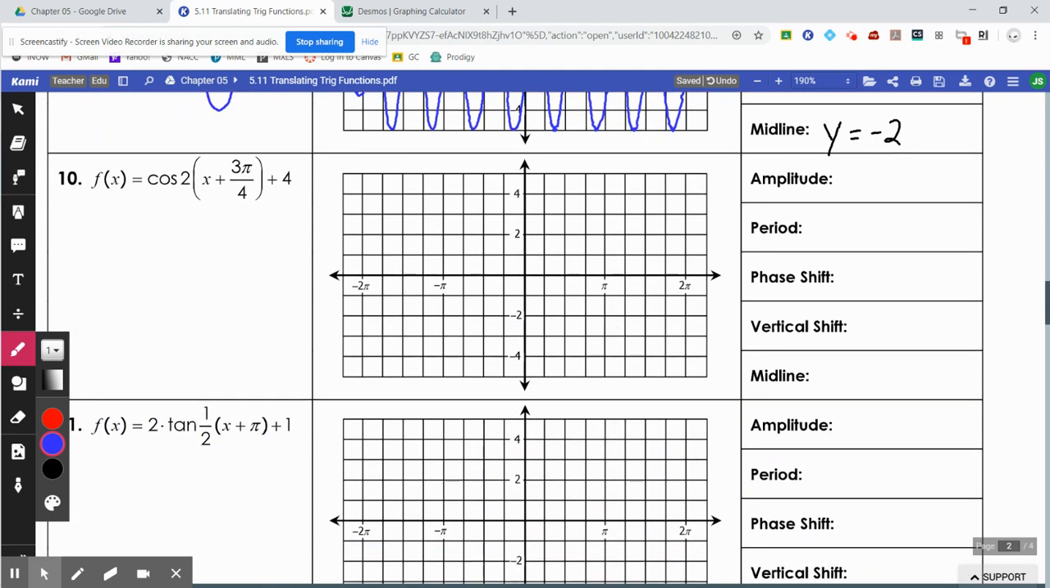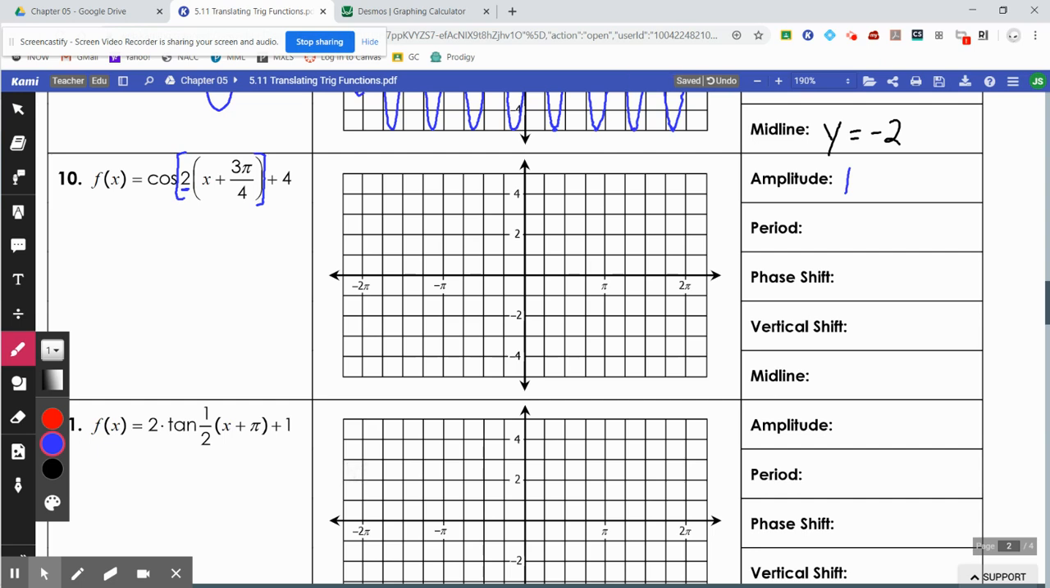Number 10, we have yet another cosine graph. Here are all the transformations that are going to occur. Let's first start out with the amplitude, which is out front. The amplitude will not change because there's no number that's vertically stretching it. My period will change, and here's how it's going to change.